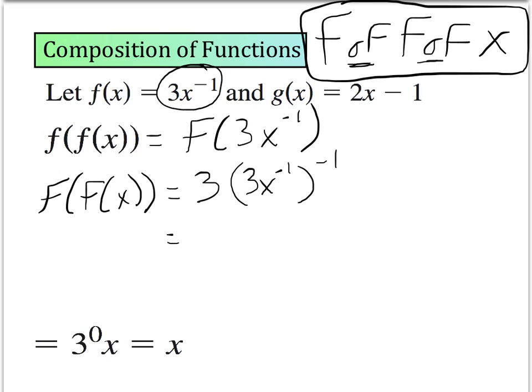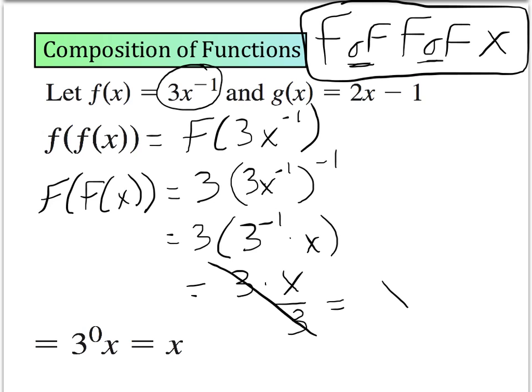So we have to do order of operations. We have to deal with the exponent first, so I distribute this through. I have 3 to the negative 1. Then I have x times x to the negative 1, raised to the negative 1. Those are just going to be multiplied, and that ends up just being x. So what I have is 3 times x over 3. These are going to cancel out, and I end up with x.